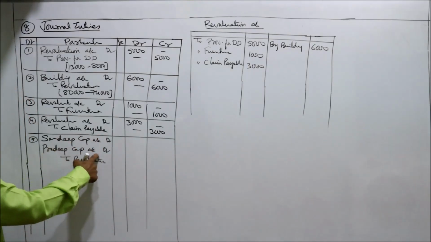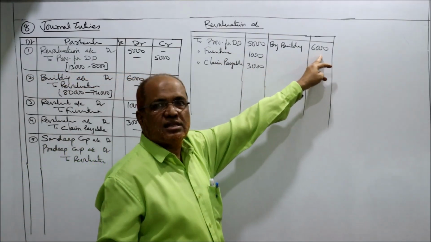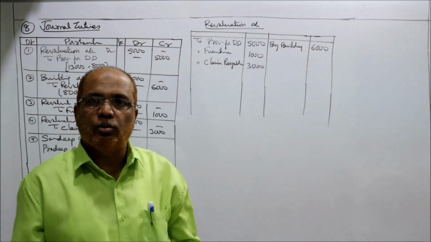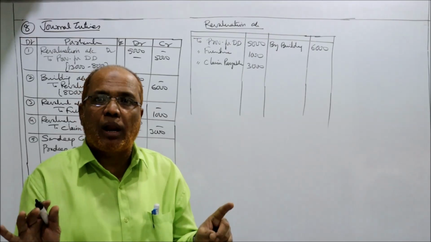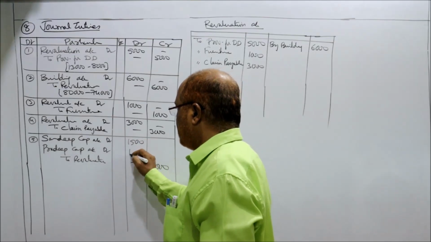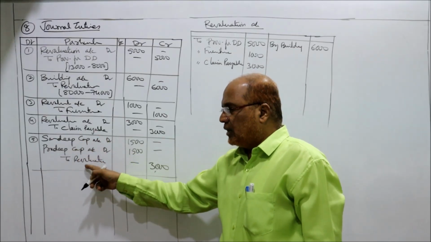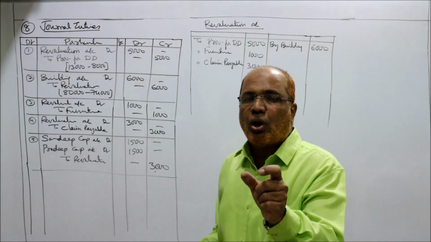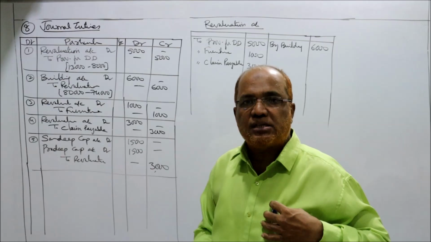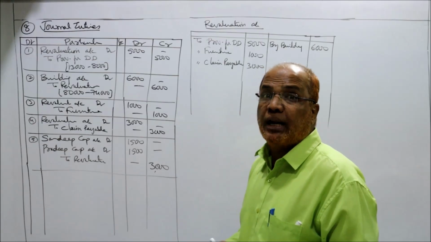Sandeep capital account debit, Pradeep capital account debit to revaluation. How much is the loss we are getting? 9000 minus 6000 is 3000. What is the profit sharing ratio? It is given in the problem. Profit sharing ratio is equal, half. तो 3000 का आधा 50%, 1500, 1500. Sandeep capital account debit, Pradeep capital account debit to revaluation. Being the loss on revaluation shared by old partners in old ratio.